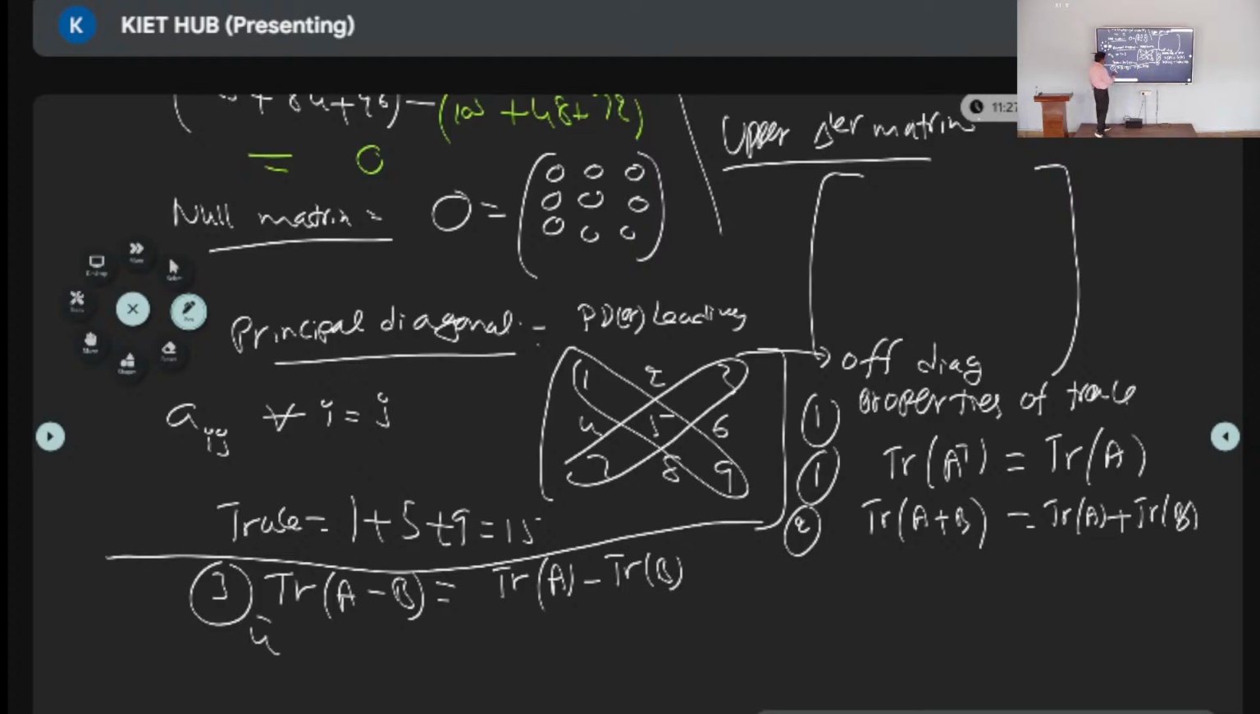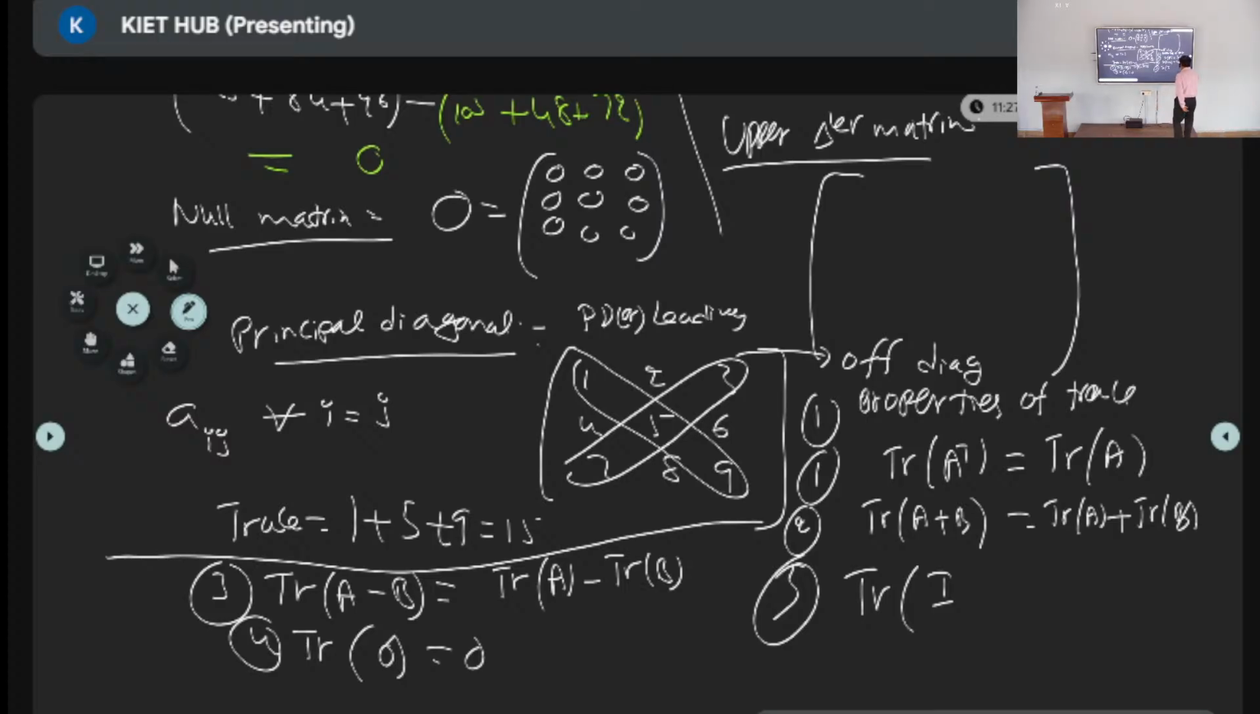Fourth property, trace of null matrix. Can you guess what the trace of a null matrix is? 0. Trace of null matrix is 0. Fifth property, trace of unit matrix. All of you know the 3 by 3 unit matrix: 1 0 0, 0 1 0, 0 0 1. What is the trace? 3.